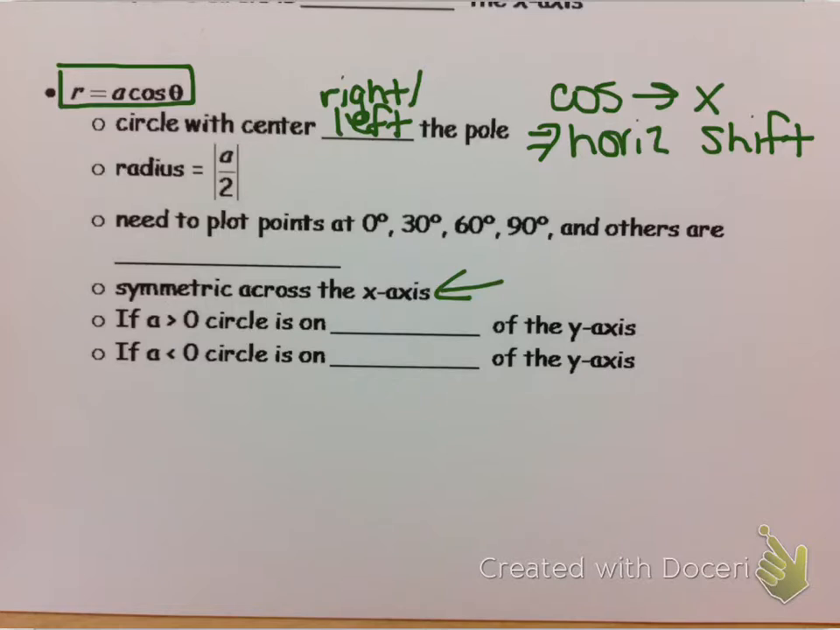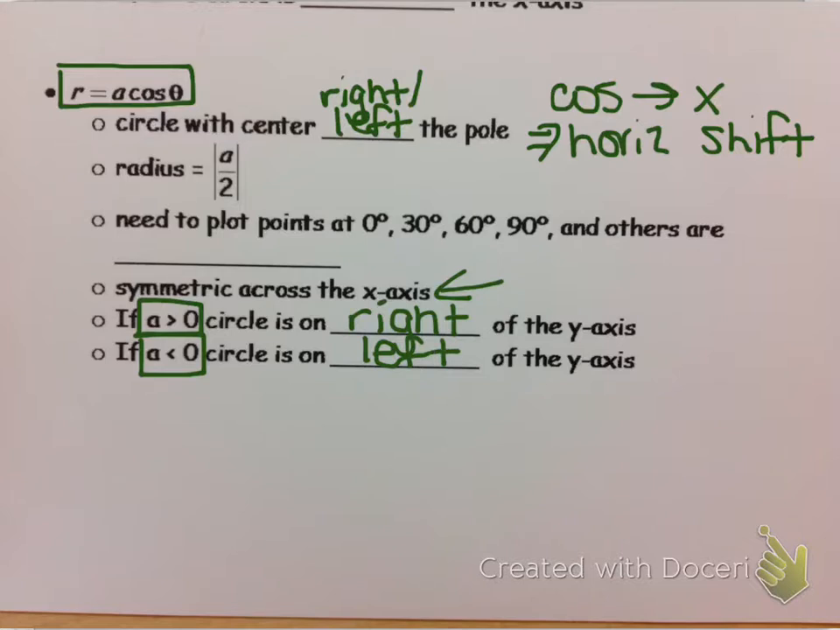So if we're shifting left or right, then what that would mean is that if A is bigger than 0, then it would move in the positive direction. So it's going to move to the right of the y-axis. And if A was less than 0, the circle would be to the left.